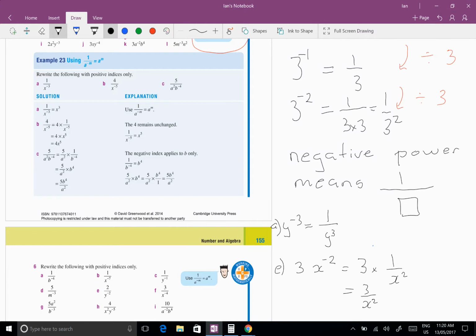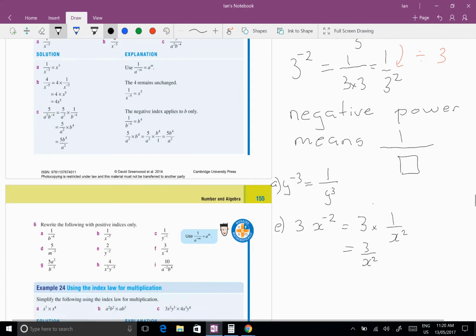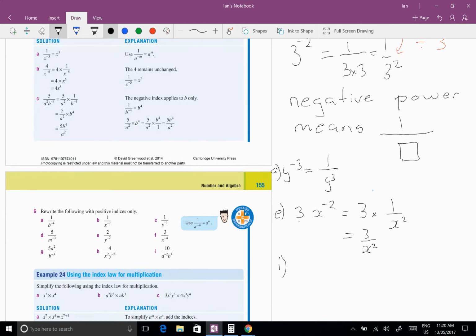And if I look at I, 2x squared y to the minus 3, well, the 2 and the x, they're not to the negative power, so we'll just leave them alone, 2x squared.